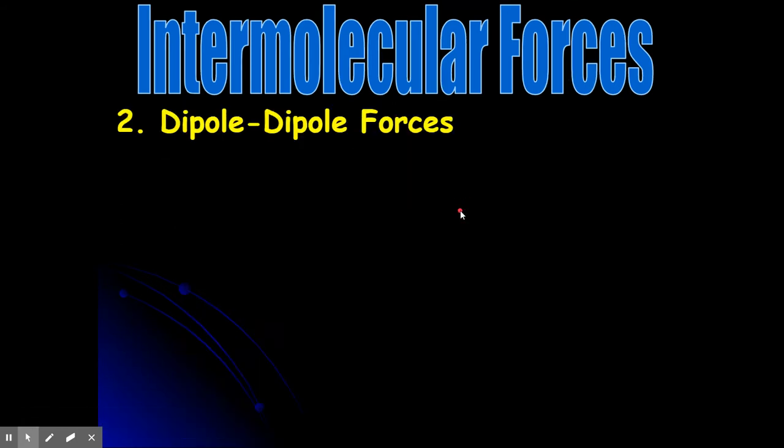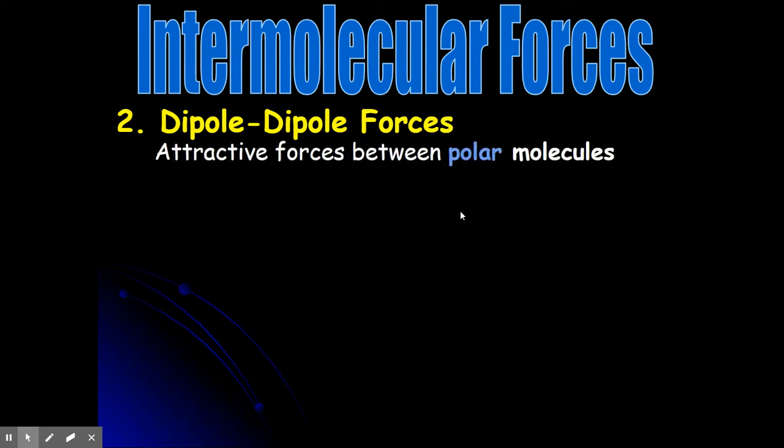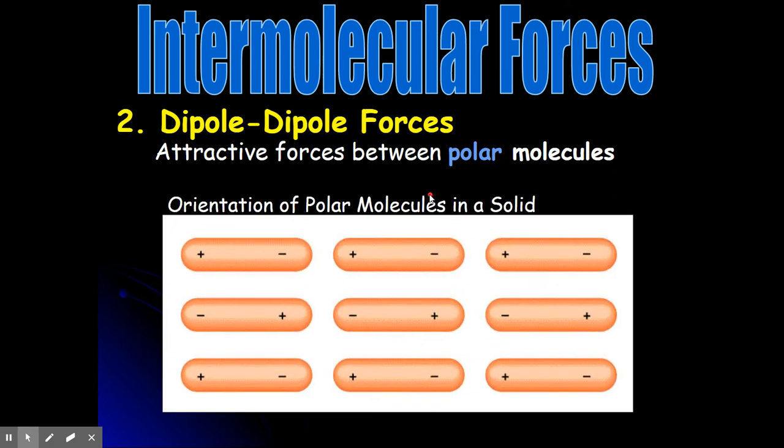But anyways, dipole-dipole force is basically similar to a hydrogen bond. It's just not as strong as a hydrogen bond. It's an attractive force between polar molecules. So if you look here, this is just a representation of a polar molecule or a dipole. Remember, dipole, positive side, negative side. Positive side, negative side. This is a solid, because it's a nice regular repeating pattern.